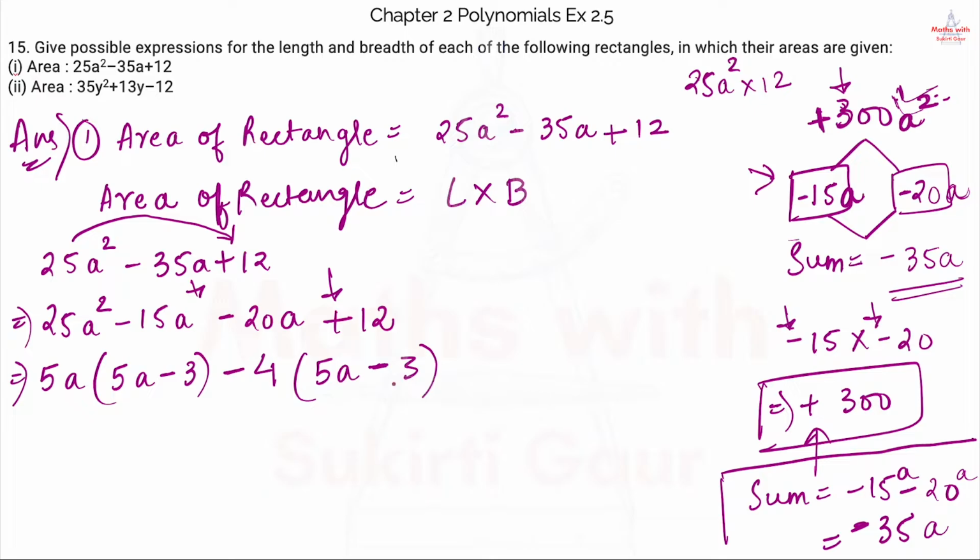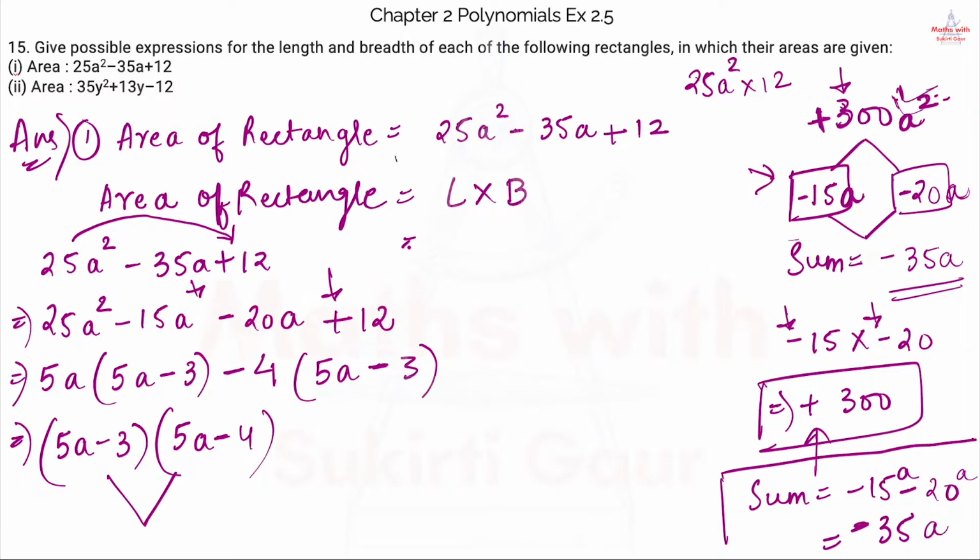So I am writing minus here, such that minus into minus would give us plus. I hope everybody is clear. Now 5a minus 3 and 5a minus 3, see, we are getting these two things same. It is the indication that we have taken the right things common. 5a minus 3 will be common out of these two. Now 5a minus 4 will be left inside. So we have got two expressions here.